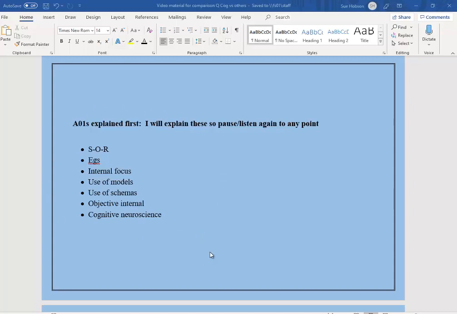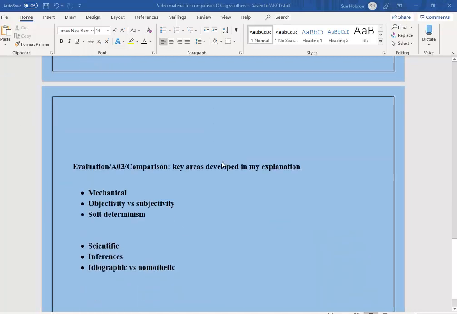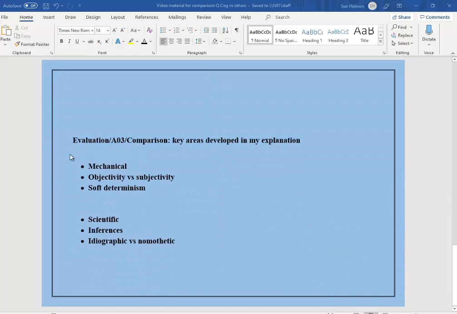So we've highlighted some of the key AO1s. There are others that you could include, but that just covers some because we need to then move on to our AO3. So moving on to AO3, our evaluation. Remember, we're going to evaluate and make these comparisons all in one.